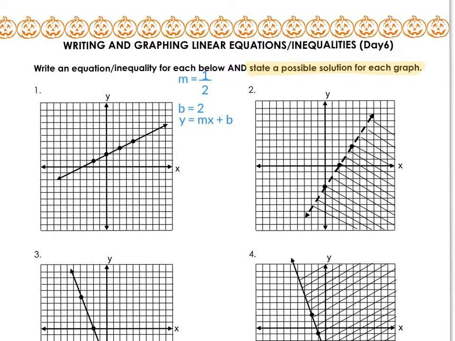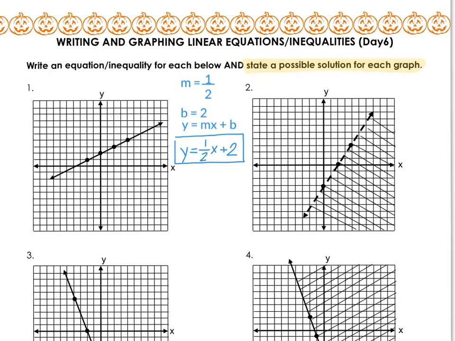Now that I know my m value and my b value, I can put them in place of m and b in the equation. So my answer is y equals 1/2 x plus 2. But remember, that's not the complete answer because we also need to state a possible solution for each graph. Any point on a line is a solution, so you have many options here. Any of those nice points on this graph would be a possible solution.